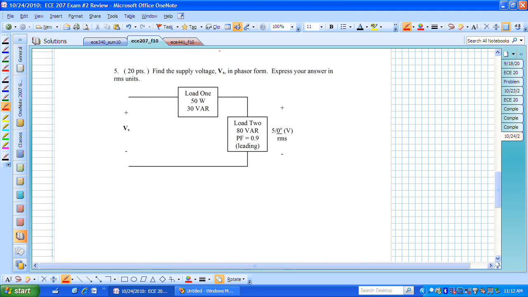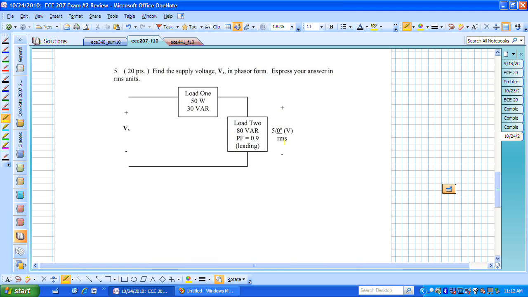We're now wanting to solve problem number 5 on a practice exam or an old exam, exam number 2 in 207 from summer of 2007. This problem says to find the voltage or the supply voltage V sub S in phasor form. We want to find magnitude and angle and express your answer in RMS units.